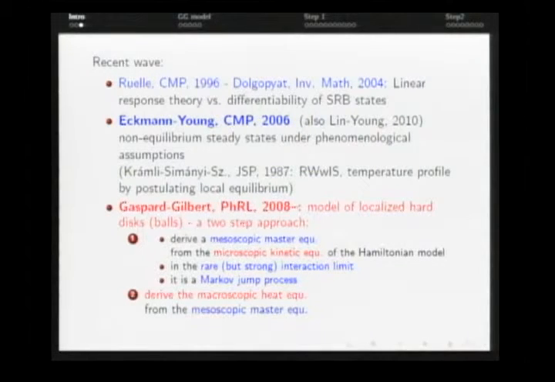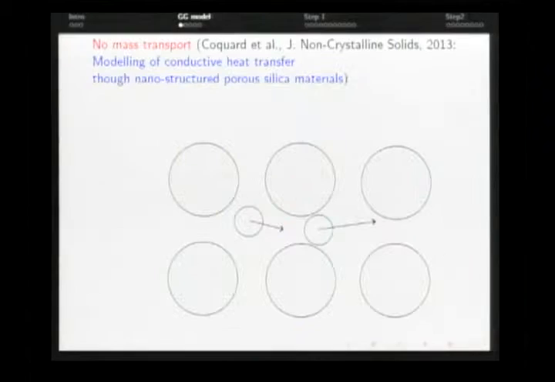But the real model I am going to talk about is a model introduced by two Belgian physicists, Pierre Gaspard and Thomas Gilbert, a model of localized hard disks. For this model, they suggested a two-step approach. I jump ahead. So this is a part of the model. You should imagine that you have this kind of model on the whole line, so you continue it periodically to the whole line. It's a quasi one-dimensional model.